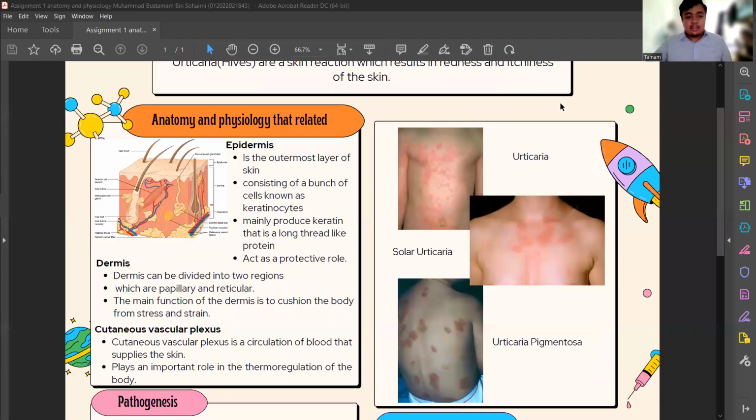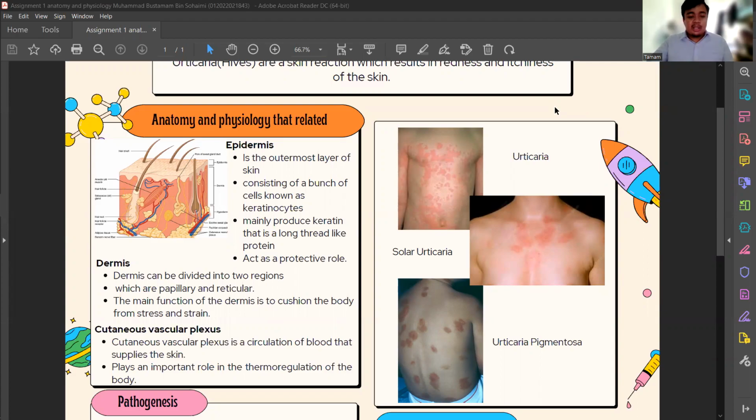The first anatomy is the epidermis. The epidermis is the outermost layer of the skin that consists of bunches of cells known as keratinocytes. It mainly produces keratin, a long thread-like protein. Its role is a protective role.